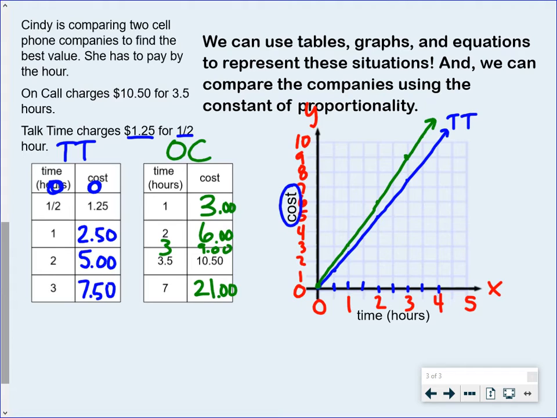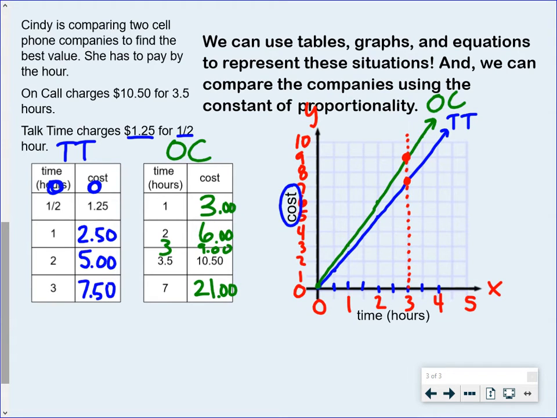This is another way to maybe think about that. Let's look at 3 hours. So here's 3 hours on the graph. At 3 hours, talk time would cost this much, while on call would cost this much. That's showing me that on call is more expensive than talk time. That's another way of looking at it.